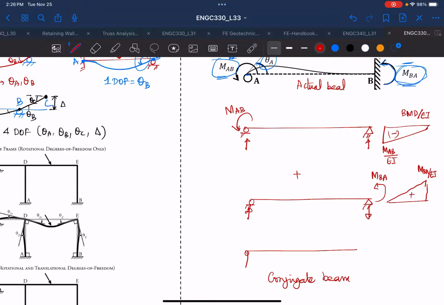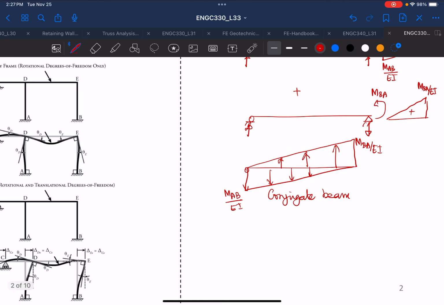the BMD diagram will have negative. Negative means the load will be pointing downward, and this will be MAB over EI. Then this will be your bending moment diagram MBA, but positive means the load will apply upward, so you have MBA over EI.